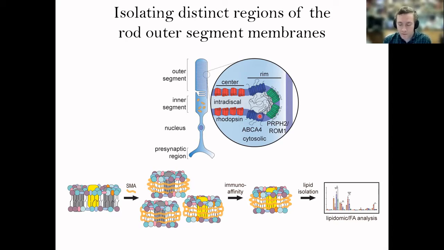What we planned to do was use SMA to co-purify membrane proteins and their native lipids from the rim and center regions of photoreceptor ROS discs, and then subject those co-purifying lipids to untargeted lipidomic and fatty acid analysis. We were confident that doing all these steps of sample prep on ice or at 4 degrees would be sufficient to keep the exchange between SMALPs at bay.